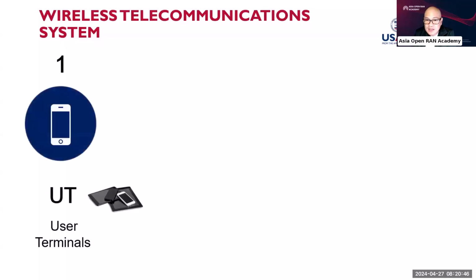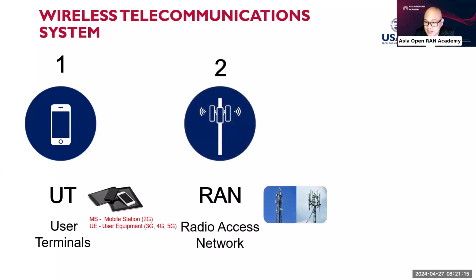So the first part is the user terminal. The user terminal is also known as the user equipment or UE if you are talking about LTE, 5G or 3G. And if you are talking about 2G, we call it the mobile station. Okay, so these are the devices used by the end users to connect to the radio access network or RAN. The RAN, on the other hand, is responsible for providing the wireless connectivity required for mobile devices to connect to the core network.